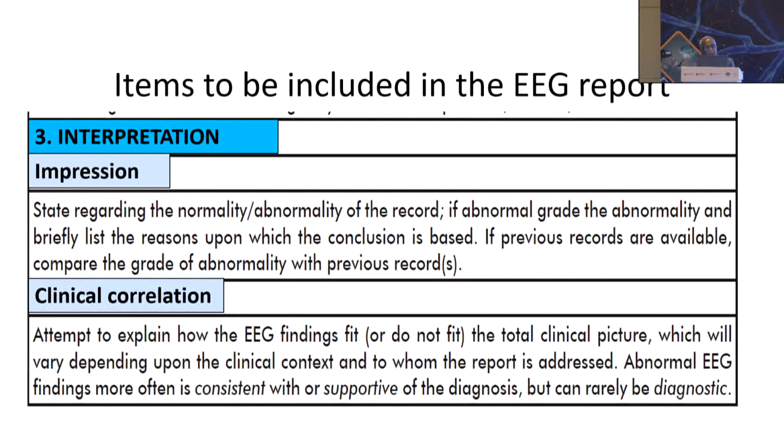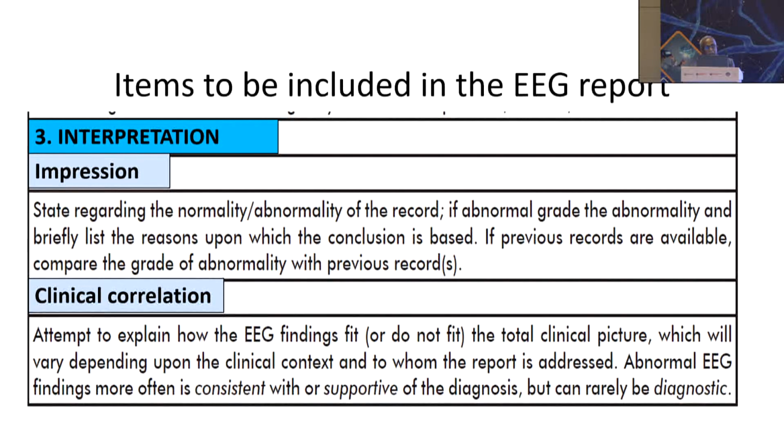You state whether the EEG is normal or abnormal. If it's abnormal, one can have a grading, as Dinesh mentioned to you, based on the percentage. This, of course, is approximate. And if the previous record is available, especially in an acute care setting, the present record will have to be compared with the previous one, to see whether there is a deterioration or improvement.